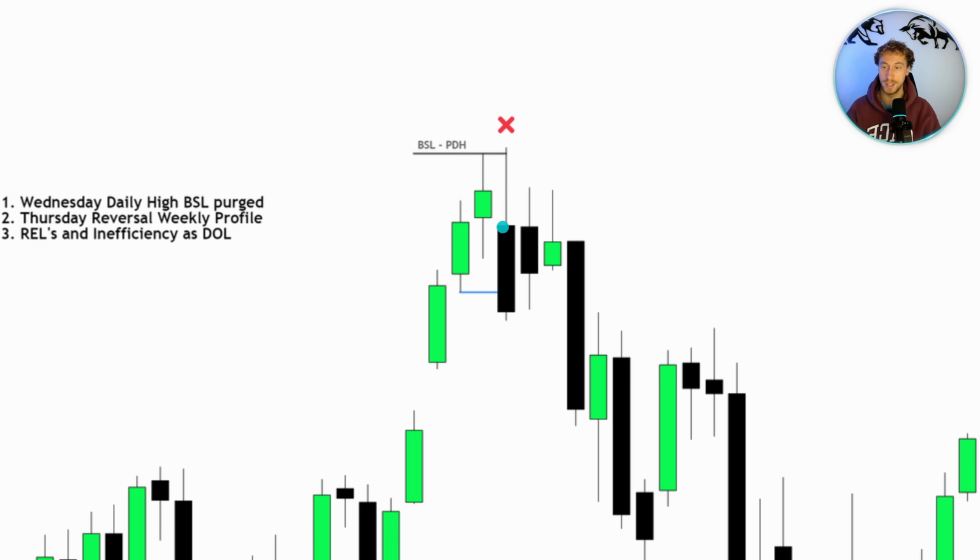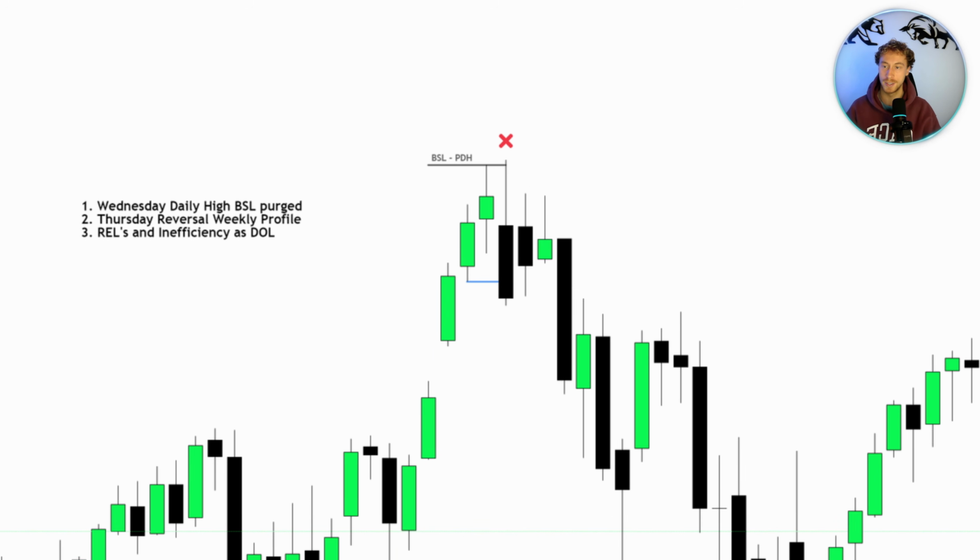And from there, it is aggressively trading lower and closing bearish. So we have an open, high, low, close, classic power of 3 bearish day, inside a Thursday reversal weekly profile. We can see that Thursday here, this down close candle, is making the high of the week and closed bearish. So we are trading into external range liquidity.